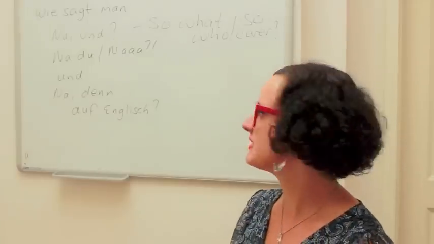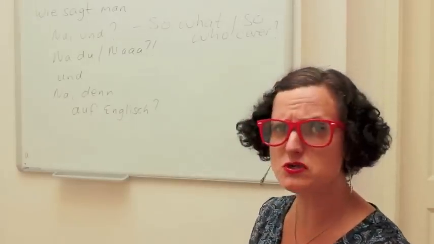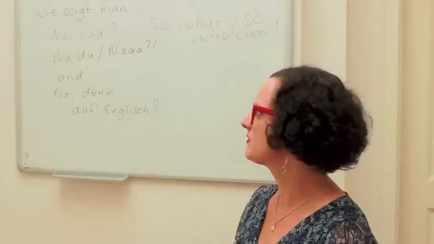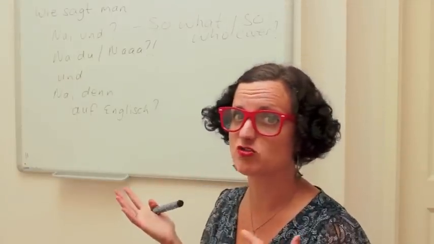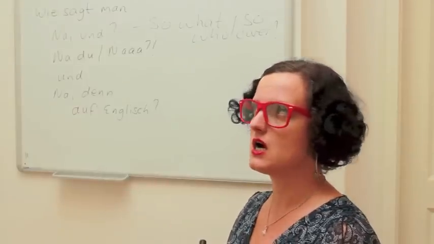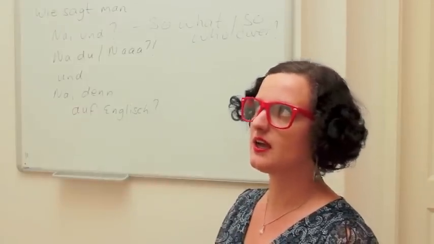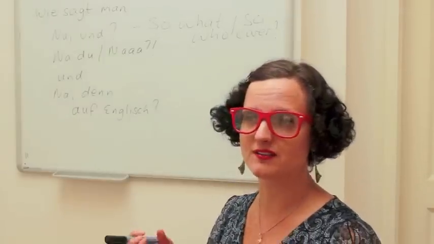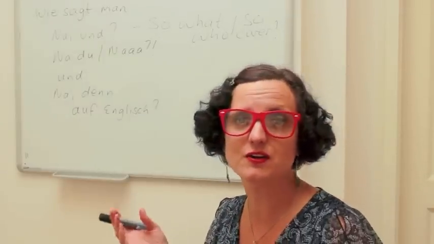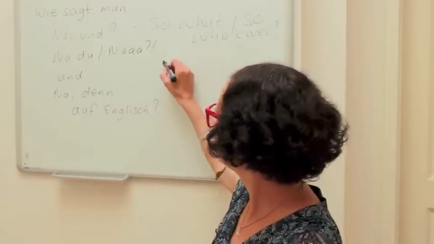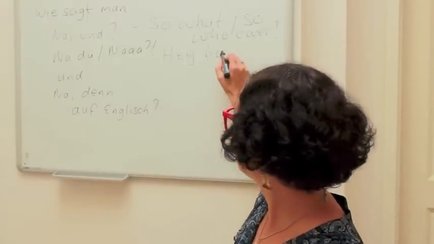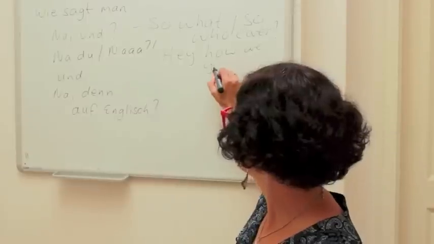Okay, now, next one. Na du, what would we say in English here? Na du is a very nice familiar way of addressing someone you know. It's like, hey, how are you? It's very close, especially with girls. Na du, alles klar? How is everything? Hey, how are you?